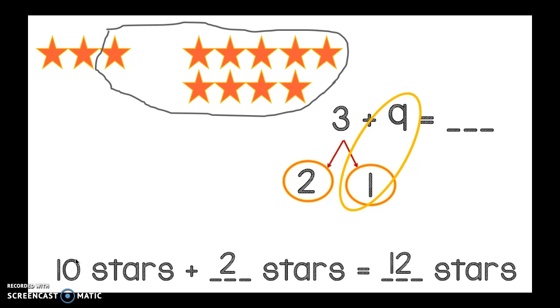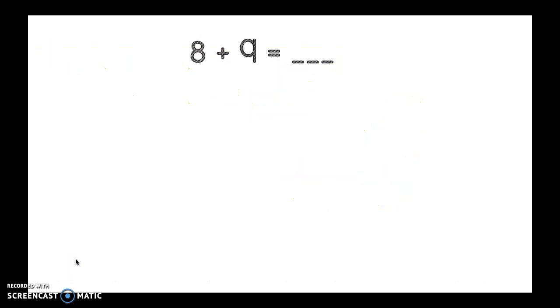Go ahead and erase your board. We're going to try it again. All right, I have 8 plus 9. Go ahead and make a number bond with your 8. If you have to draw a picture, go for it. If not, then that's fine too. Press play when you're ready.